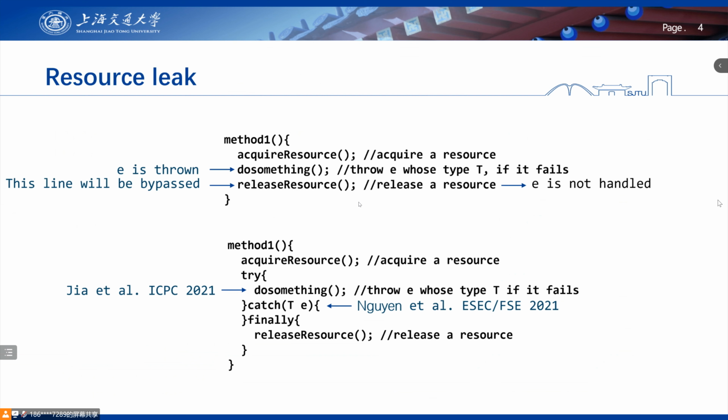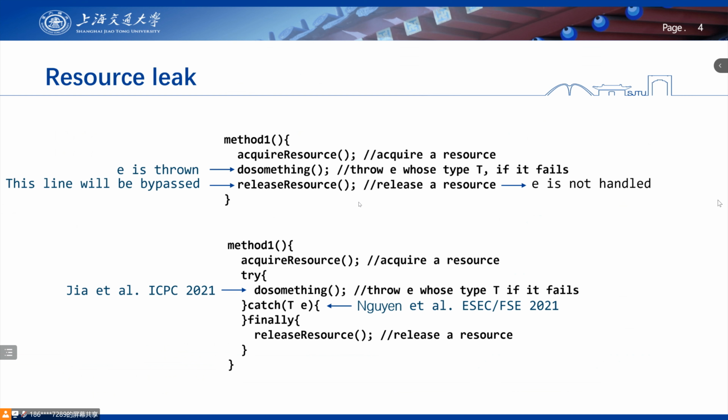Let me introduce a problem with a resource leak. Suppose that we have an acquire resource method and a release resource method. The two methods must be called in pair. If not, resources are not cleaned and it causes resource leaks. The doSomething method throws an exception of type T if it fails. If the doSomething method goes smoothly, this example will not cause resource leaks. However, if doSomething goes wrong, the release resource will be bypassed. The error will not be handled. As a result, it can cause resource leaks.